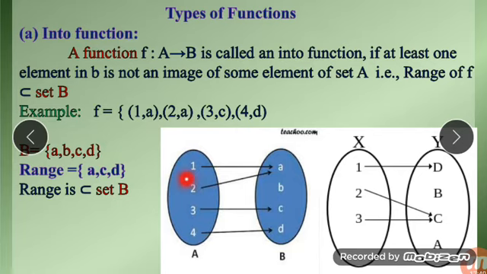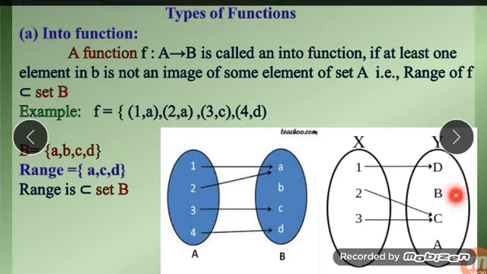Let's have a function where 1 is related with a, 2 is with a, 3 is with c, and 4 is with d. So we have a function here and we are supposed to identify the type of function. So what does into function state? Into function states that if at least one element in set B, at least means it can be one and it can be more than one, is not an image of some element of set A, we can see here one element in set B which is not the image of any element of set A.